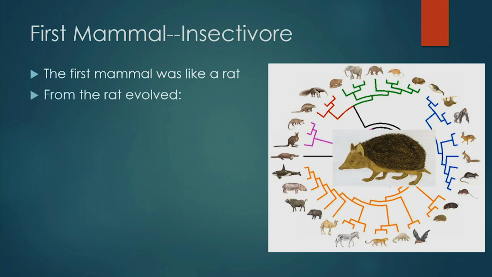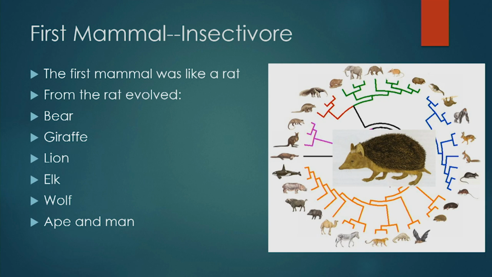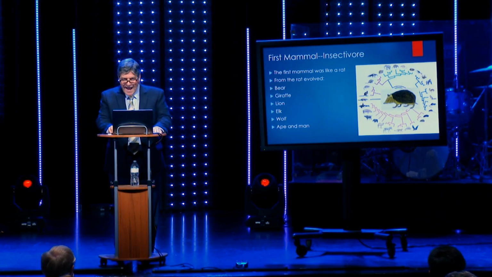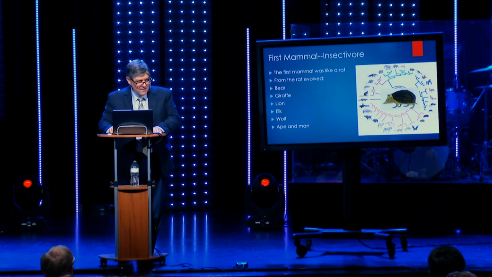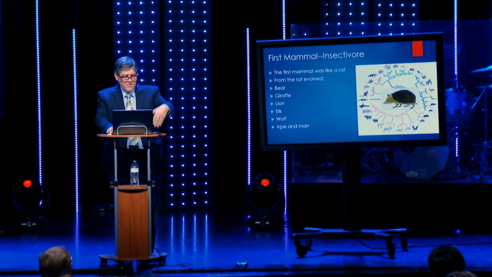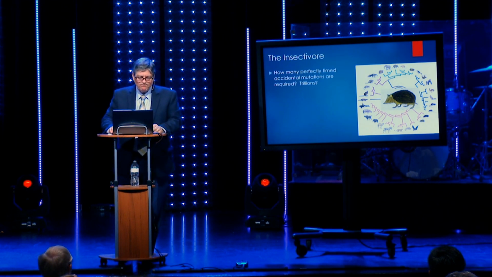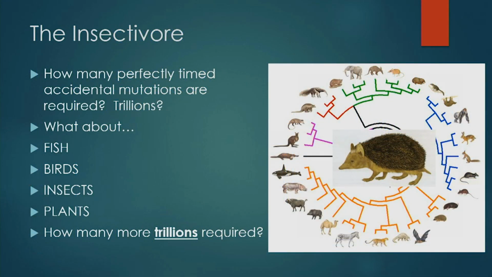So from the first rat evolved the bear, the giraffe, the lion, the elk, the wolf, from ape all the way to man. Now, can you imagine all of the perfectly timed accidents of chance that are required for this scenario to occur? And then let's add to this fish, birds, insects, plants. How many more trillions of perfectly timed accidents of chance are required?